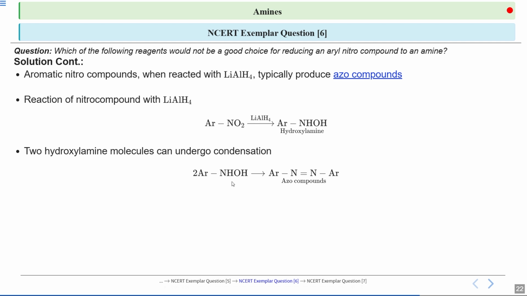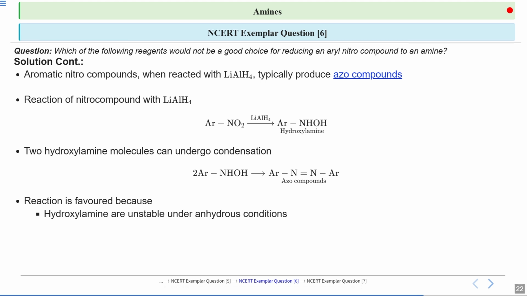Okay, if you'll see here we have N double bond O. So the nitroso group over here undergoes coupling with another aryl group in basic conditions to form the azo compounds, which results in symmetrical azo compounds. Now this reaction is favored due to the instability of the hydroxylamine under anhydrous conditions, which leads to spontaneous decomposition and promotes the reaction forward to achieve stability.